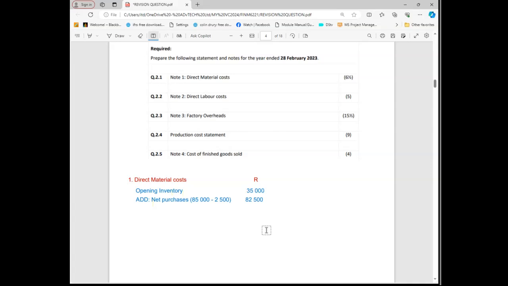Are you ready to continue? Now, after doing this, remember I said sometimes when you make these purchases, when you go and buy stock or you buy material, there are other costs which you incur.